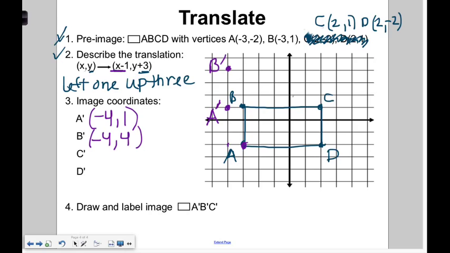So for C, I'm moving to the left 1, up 3 for my image of C. So my ordered pair is now 1, 4. And for D, left 1, up 3. So my ordered pair is 1, 1. And there's my new rectangle. Oh, add a D at the end of that. Okay? So on number 4, make sure you add the image of D. And that's it.